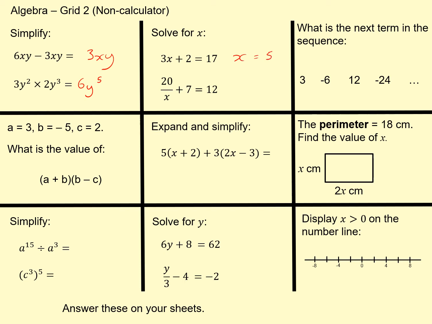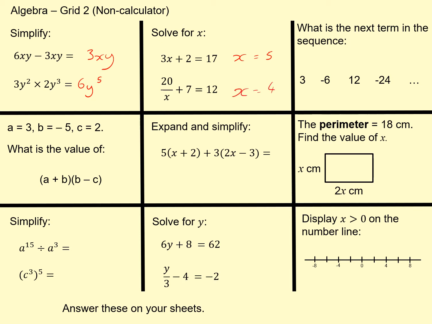For the second one, that's 20 divided by something, add 7 gets me 12. Or working backwards, that's 12, take away the 7, leaves me with 5. So 20 divided by something must get me 5, or 20 divided by the 5 gets me 4. So x must equal 4.